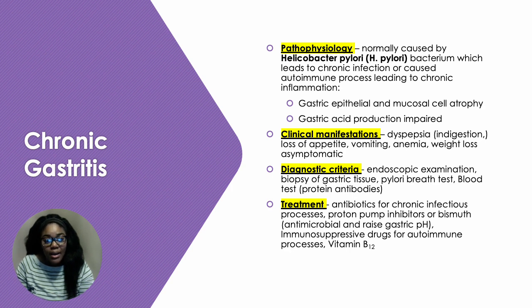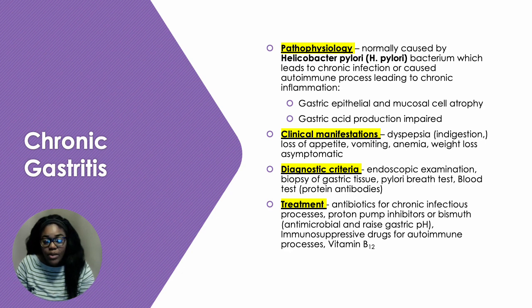You may have some asymptomatic chronic gastritis, and this would be in the case of there being a remission of chronic gastritis. You have diagnostic criteria. You have endoscopic examinations. You have the biopsy of gastric tissue, where they're looking to see if Helicobacter pylori is living on that gastric area.